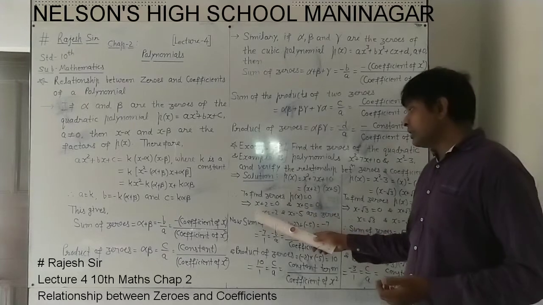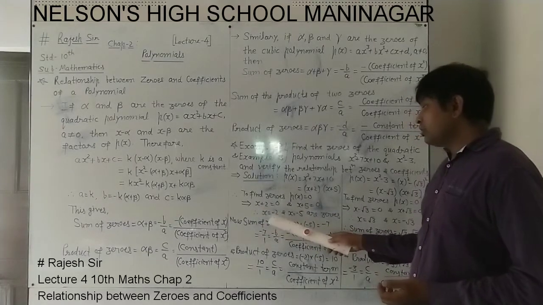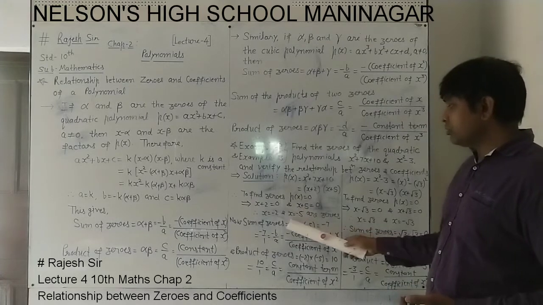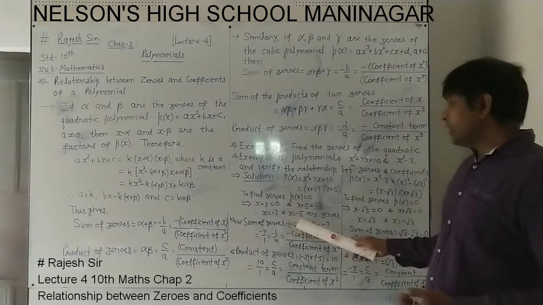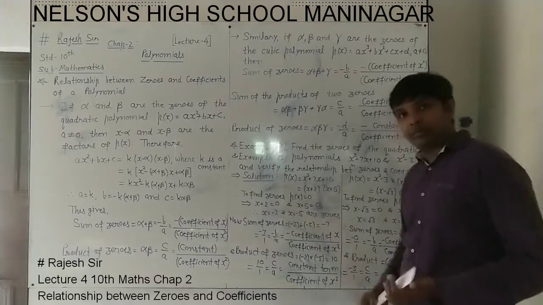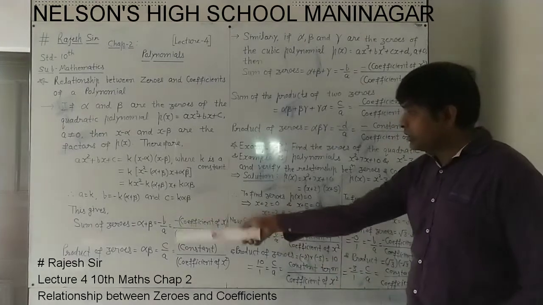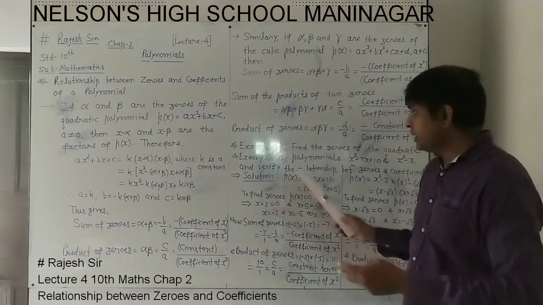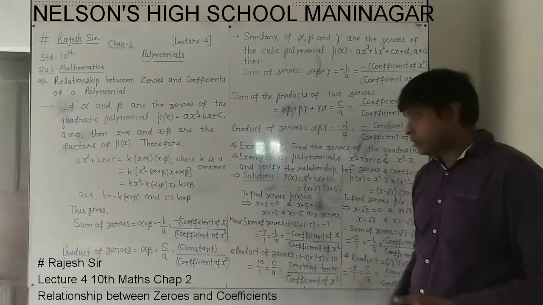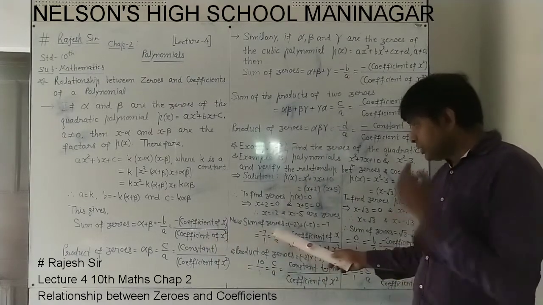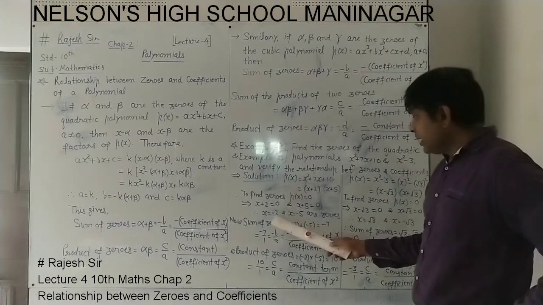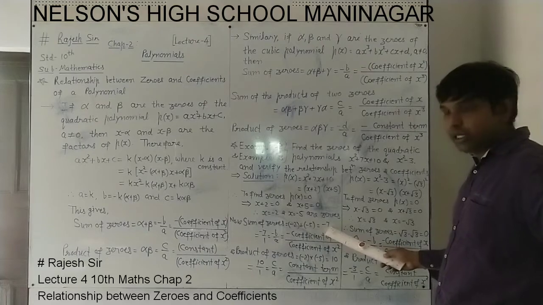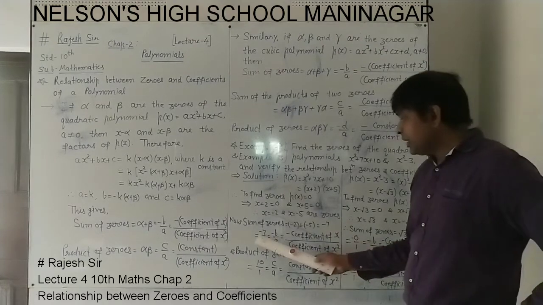From this, what is the value of x we will get? Plus 2 will go to the other side, so x equal to minus 2, and here plus 5 will go to the other side, so x equal to minus 5. So minus 2 and minus 5 are the zeros we got. Now let's check whether they are following this relationship or not. In the relationship, we have two formulas for a quadratic polynomial, the sum and the product. So we will check both of them. Sum of the zeros: minus 2 plus minus 5 equals minus 7. Now minus 7 can be written as minus 7 upon 1.